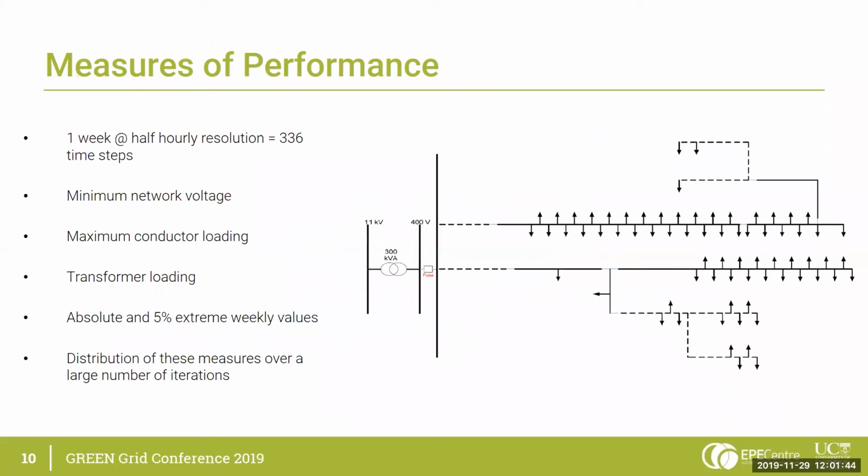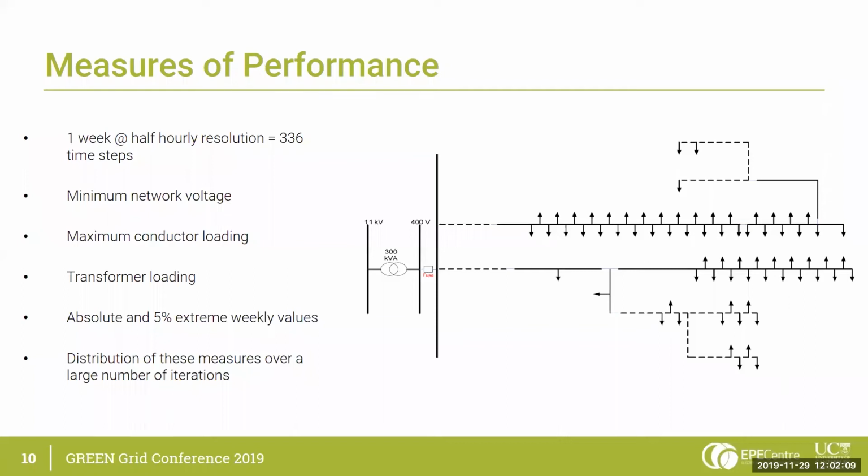As previously touched upon, the simulation has a time horizon of 1 week and half-hourly temporal resolution. This results in 336 time steps during the course of the week. For each time step, we record the minimum network voltage, maximum conductor loading, and also the transformer loading. At the end of the week, we then evaluate the absolute and 5% extreme values.